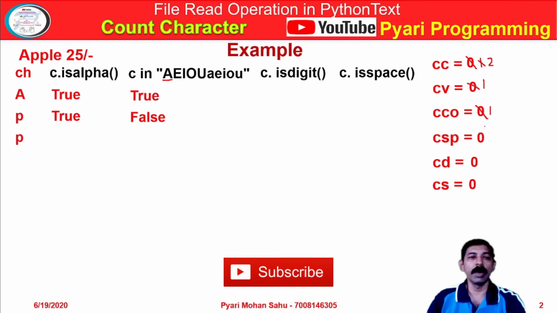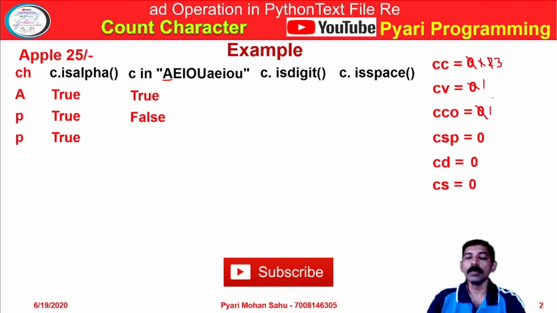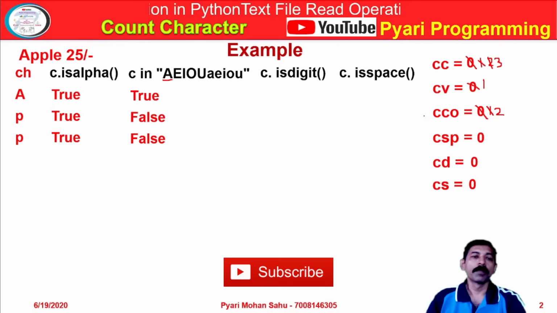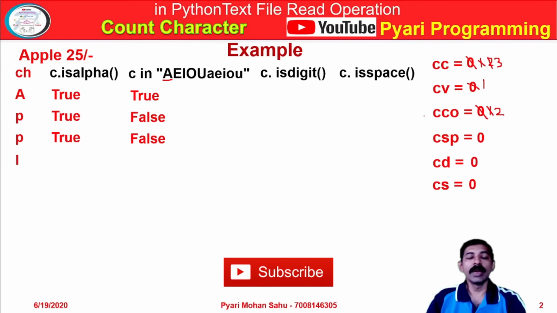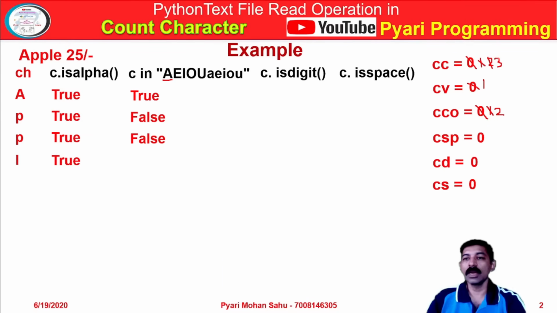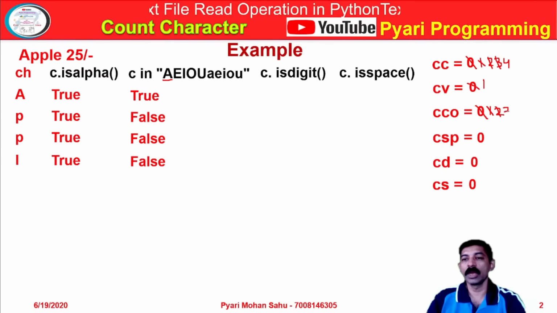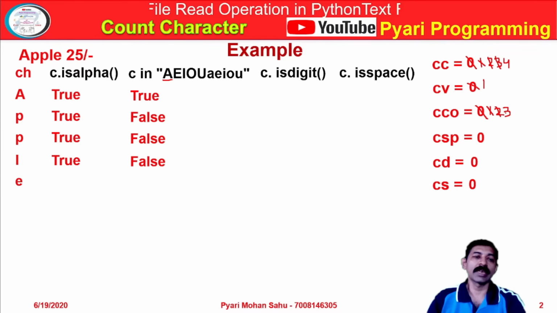Now next I will check again P. P is letter, true. Now I will increase the character counter by 1. It becomes your 3 now. Now is it vowel? No, it is not a vowel. False. So I will increase the counter of the consonant by 1. It becomes 2 now. Now I will check again L. Now L is an alphabet. True. So I will increase the character counter by 1. It becomes your 4. Now is it vowel? AEIOU. False. So I will increase the consonant counter by 1. It becomes your 3.